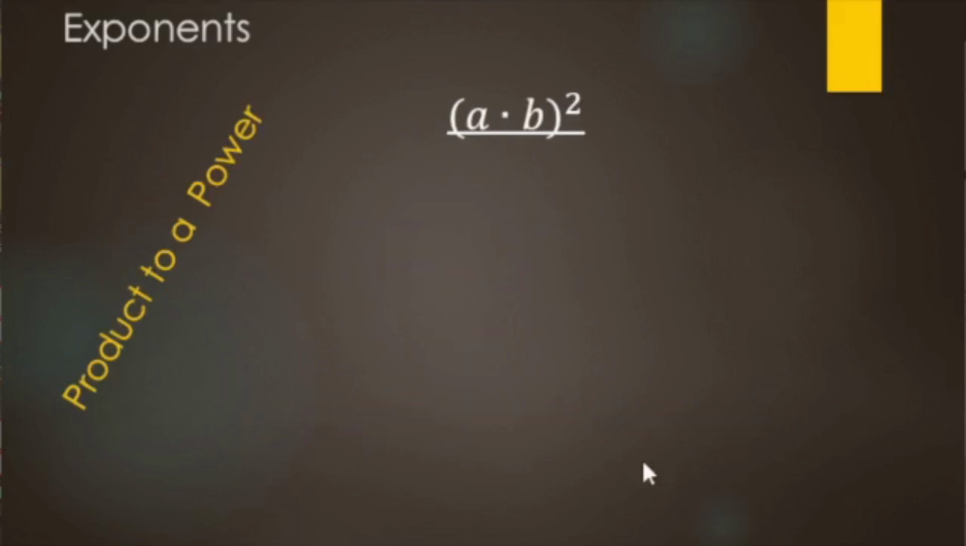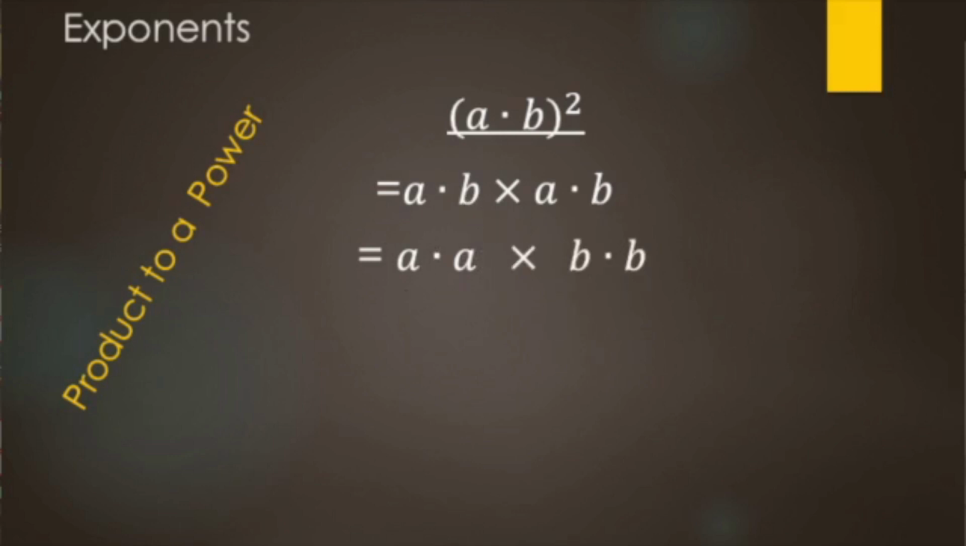Product to a power, here we go. We have a number and a variable, or 2 numbers or 2 variables, to the second power. So we have 2 a times b's. So here's an a times b times another a times b. There's 2 a times b's. Now if we look here, how many a's do we have? There's 2 a's being multiplied, and then 2 b's also being multiplied. So here we're going to have 2 a's times 2 b's being multiplied.